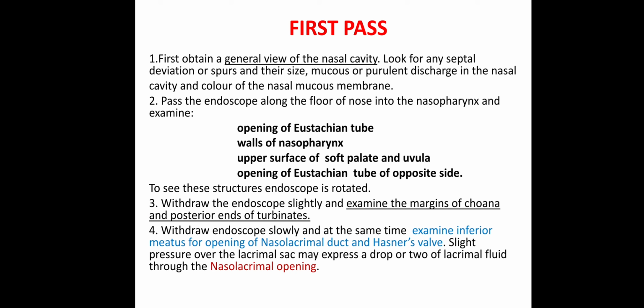Withdraw the endoscope slightly and examine the margins of the choana and posterior ends of the turbinates. Withdraw the endoscope slowly and at the same time examine the inferior meatus for the opening of the nasolacrimal duct and Hasner's valve. Slight pressure over the lacrimal sac may express a drop or two of lacrimal fluid through the nasolacrimal opening.